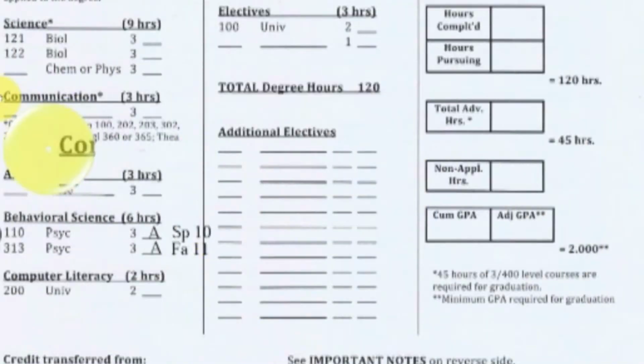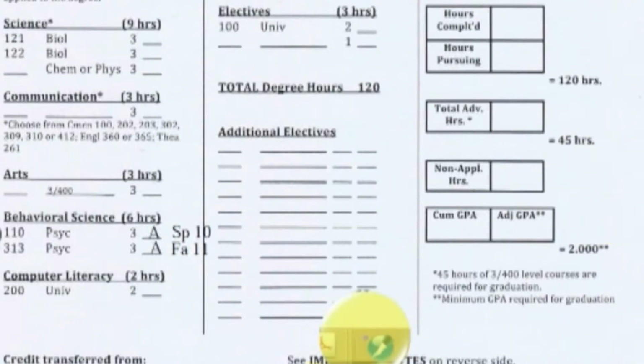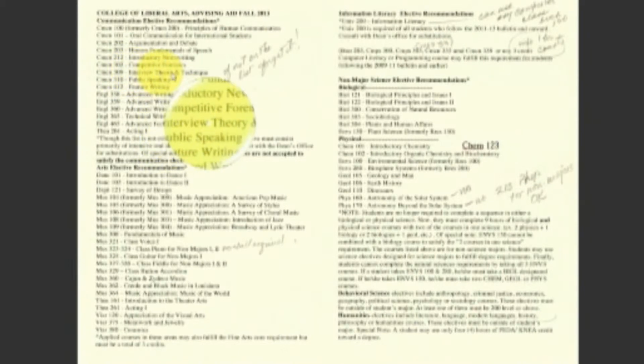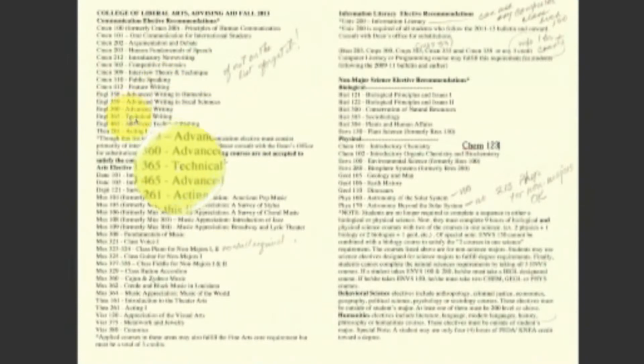Looking back to the communication courses, in view of the 45-hour requirement, it's a good idea to consider choosing a course that has a 300 number, and returning to this list, we discover several 300 level courses that would be acceptable. 310 is a course in public speaking for non-majors. 309 is interview theory and technique, also suitable for non-majors. English 365, technical writing, is certainly recommended. And English 360 advanced writing is also acceptable. 359, writing in the social sciences, writing in the humanities. 358, 359 are also good English courses.